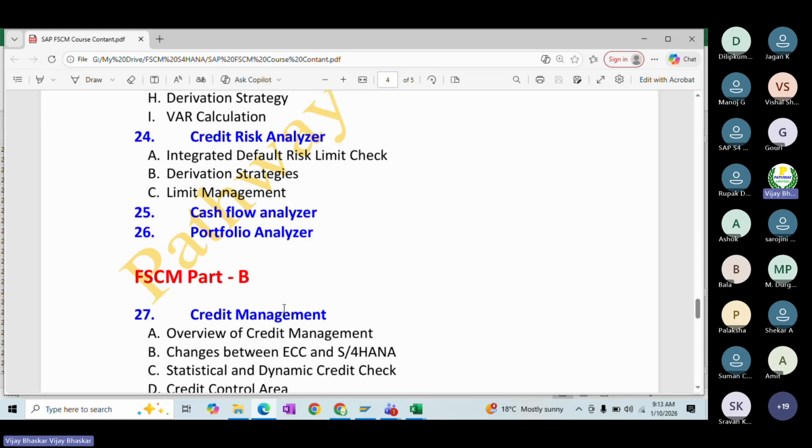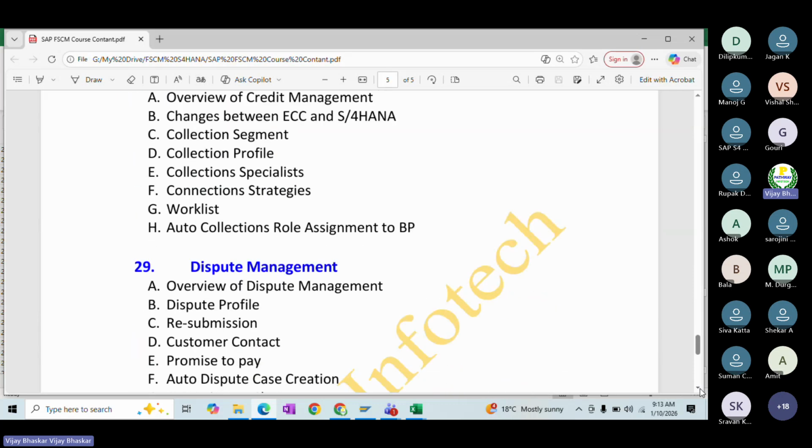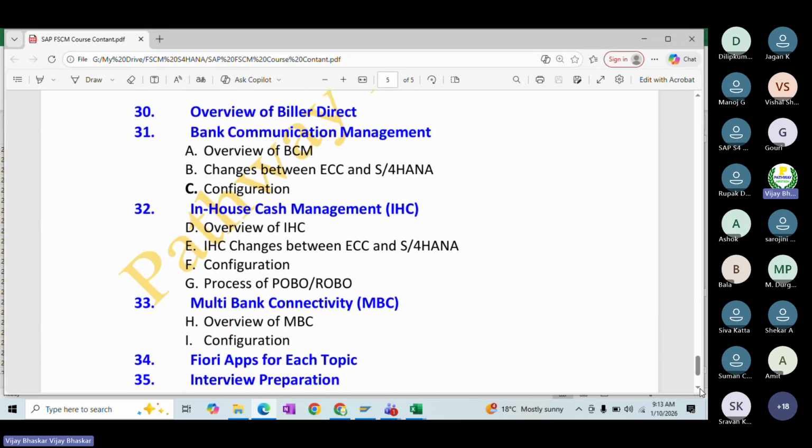Coming back to that, once this is completed, then FSCM: credit management, collections management, dispute management. Then overview of biller direct, then bank communication management, in-house cash management, multi-bank connectivity. Then what are the Fiori apps which are going to be used.